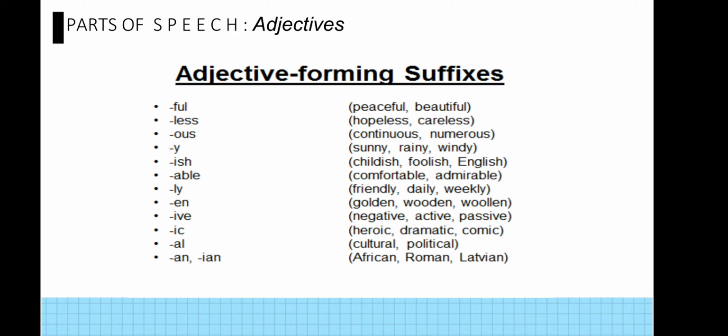And we have here adjective forming suffixes. What are suffixes? These are the part or the added word to the root word at the end. You have your full, the less, the ous, the y, the ish. These are just a few of the suffixes. Kindly take note of these examples.